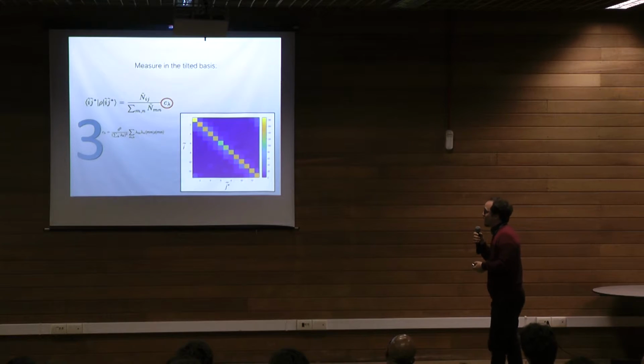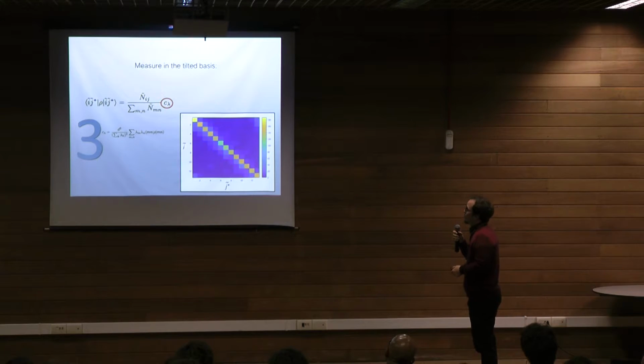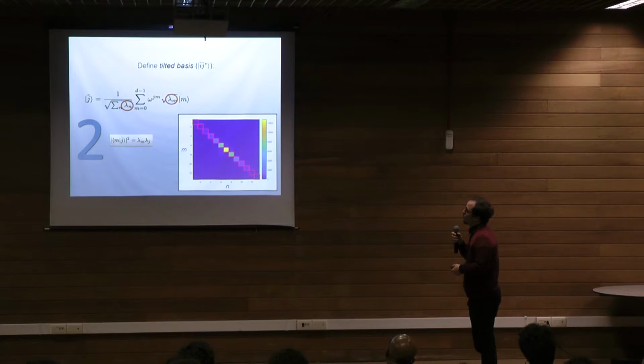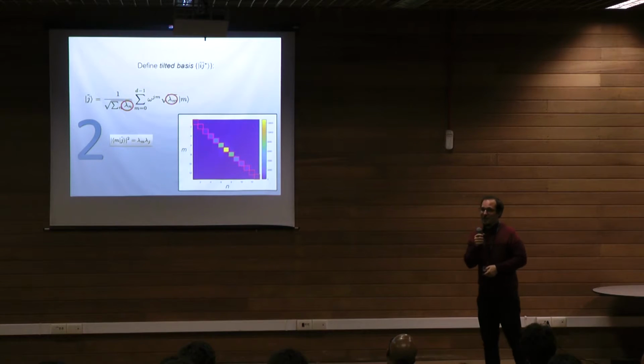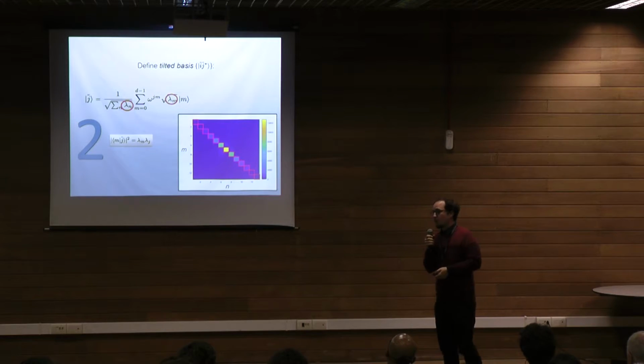And what you do then is measure in this basis, and there's another slight complication. If you take a look and try to evaluate this, this is not an orthonormal basis, right? So these vectors are normalized, but they are not orthogonal generally.